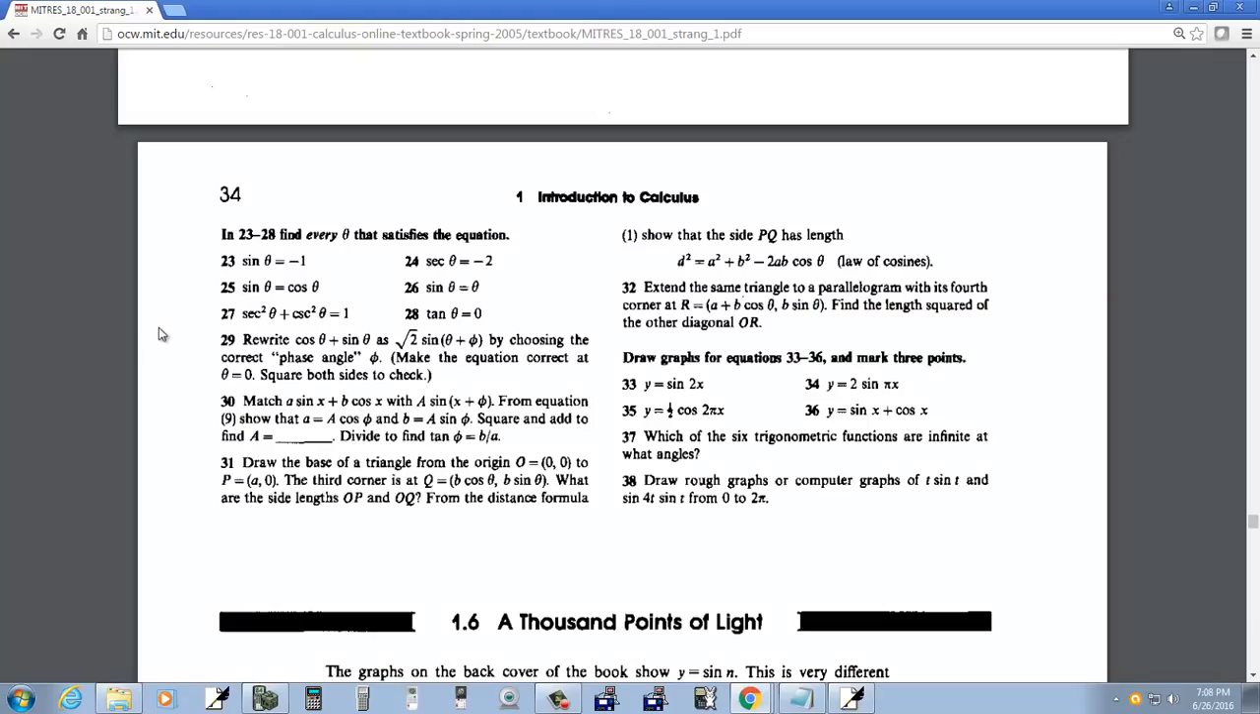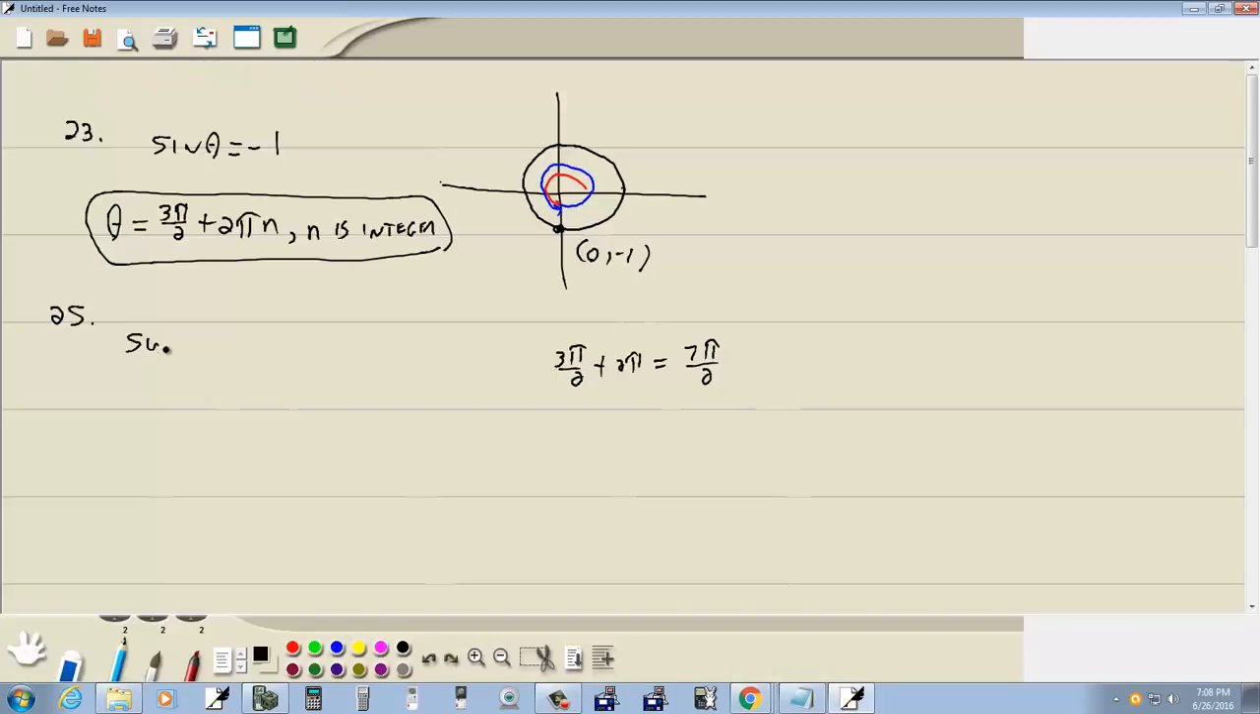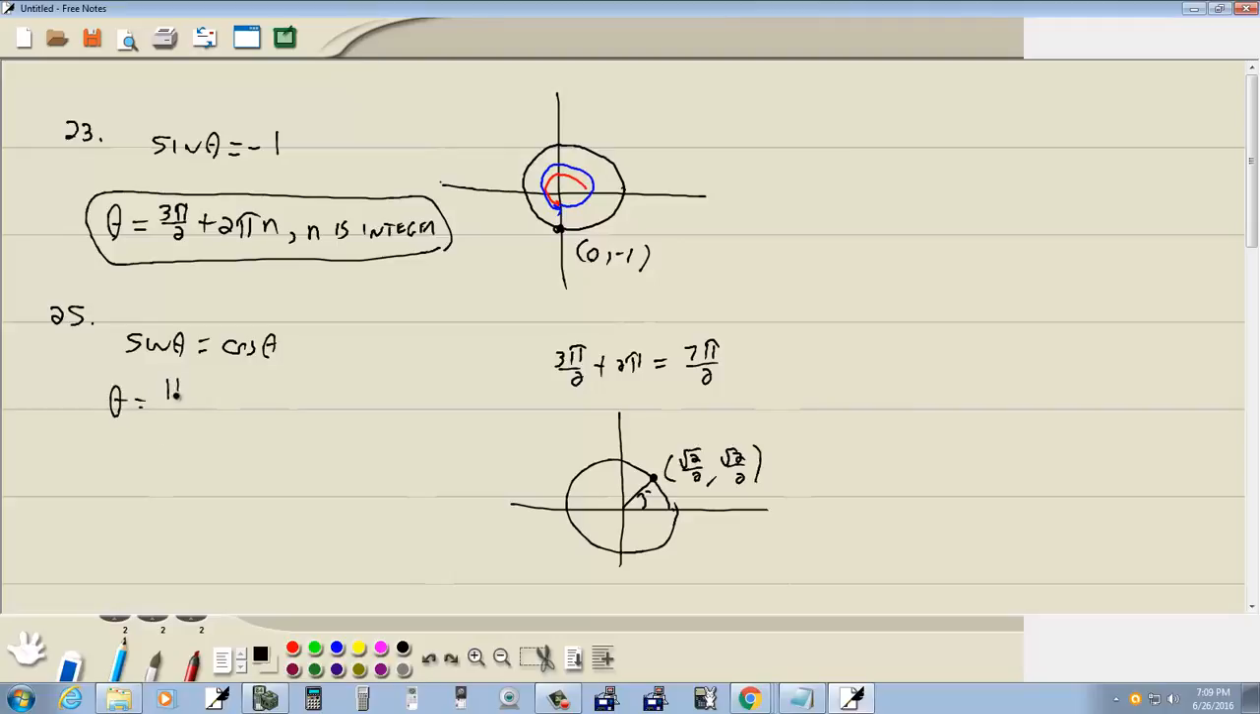Now 25, we got sine theta is equal to cosine theta. And there's different ways you could work this one. You could just think it through. You're looking where sine is equal to cosine. And on a unit circle, we've got the point here, square root of 2 over 2 and square root of 2 over 2. So that right there, theta would equal pi over 4.